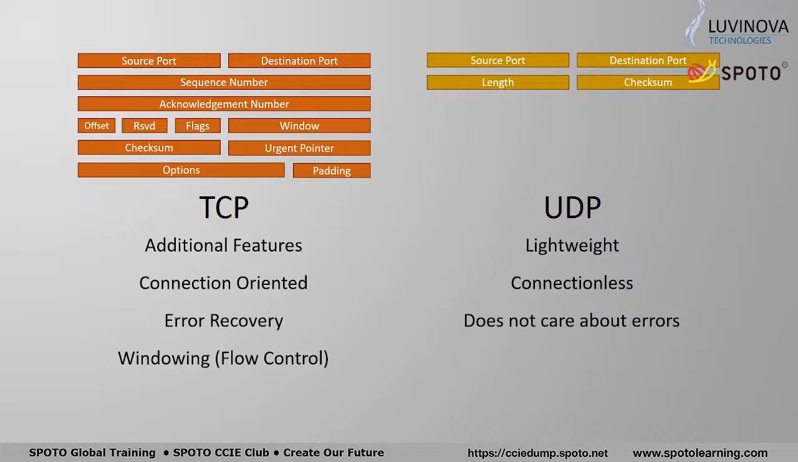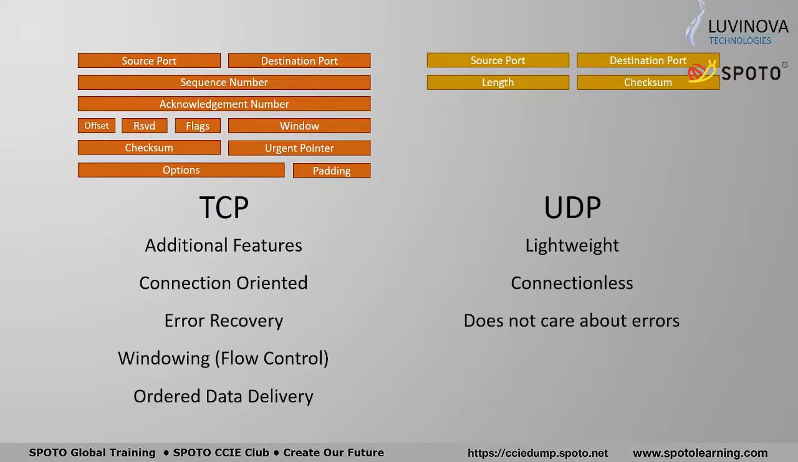The final difference I want to mention at this point is ordered data transfer. TCP uses sequence numbers in the header to track the order that segments should be processed in. This may be critical for some applications, but it does add extra overhead in processing time. This is not important for other applications, which may be why they use UDP. UDP does not care about the order the data's in.